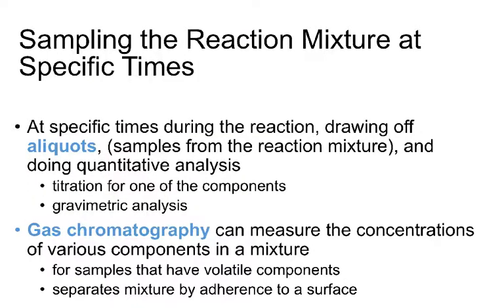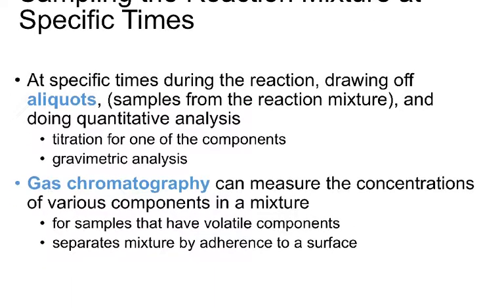If you want to sample it at specific times, you can draw off an aliquot. An aliquot just means a small sample, and do some sort of quantitative analysis. You can do a titration, gravimetric analysis. You can do more complex things like gas chromatography, or other kinds of chromatography can measure concentrations of different components in a mixture. And there are many other ways of doing this as well.